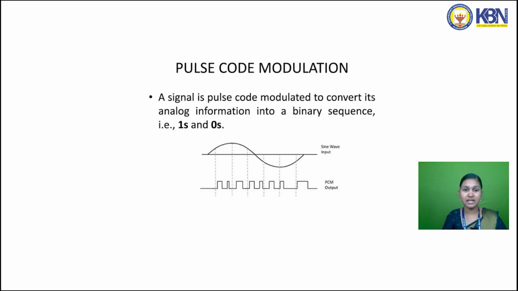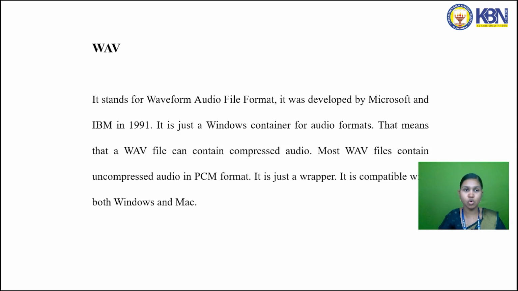Now see the example. Whenever I talk, it can be represented as bits of information, that is binary bits. Whenever I talk, it is represented as ones. Whenever I stop my conversation, it is converted to zeros. This is pulse code modulation.